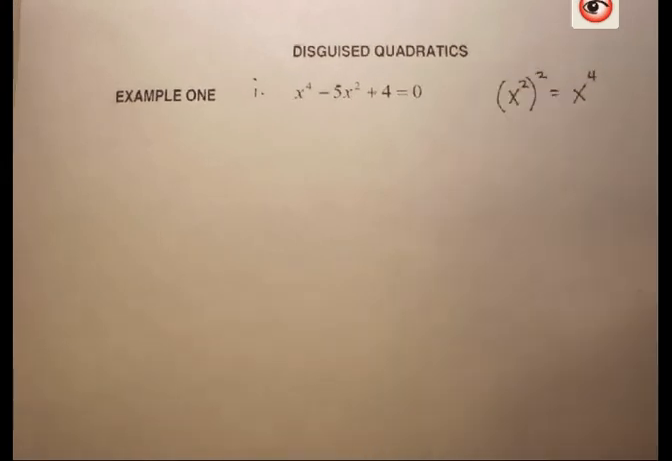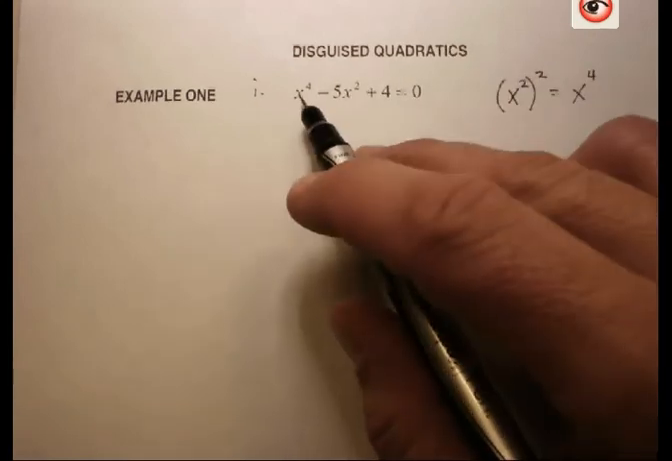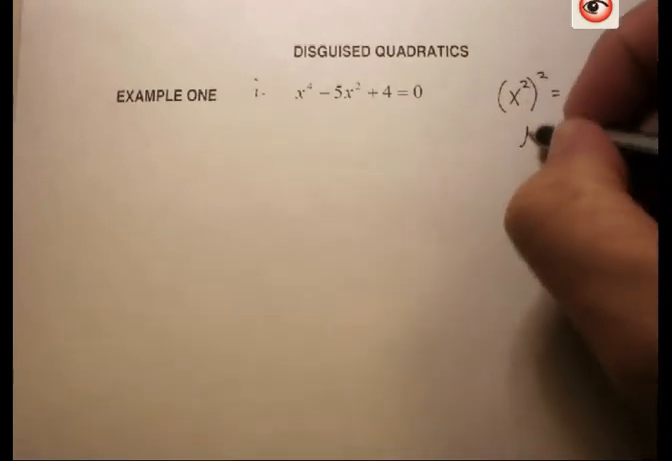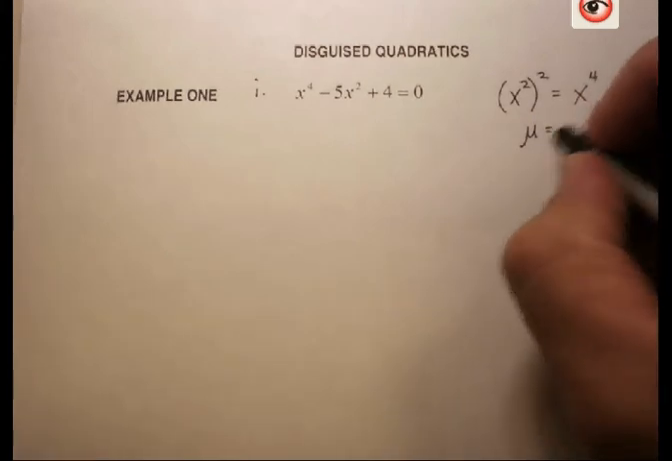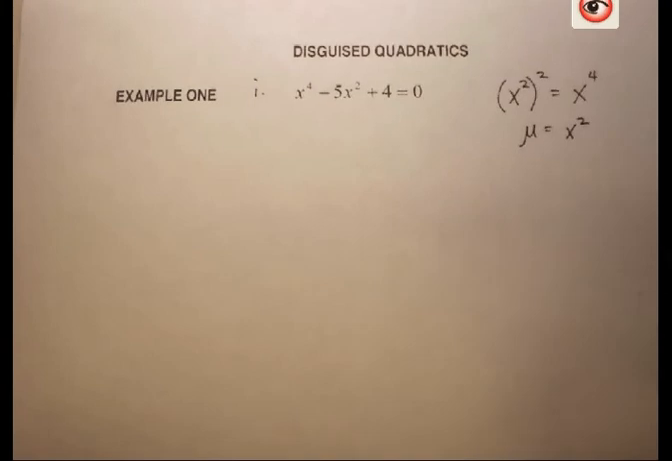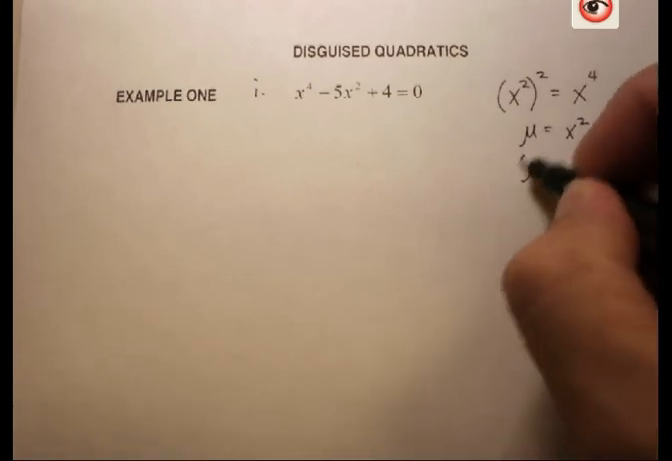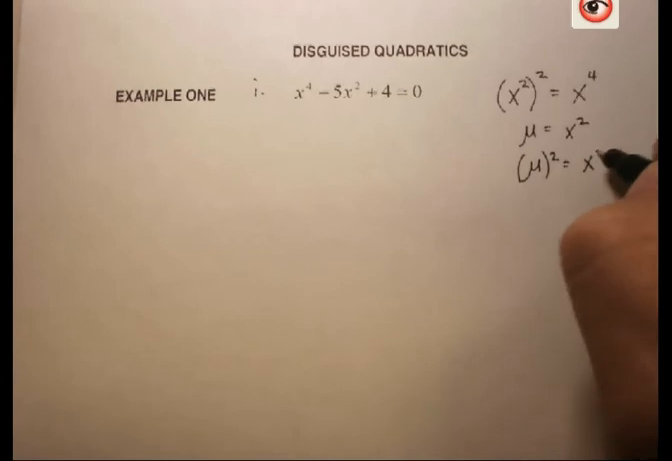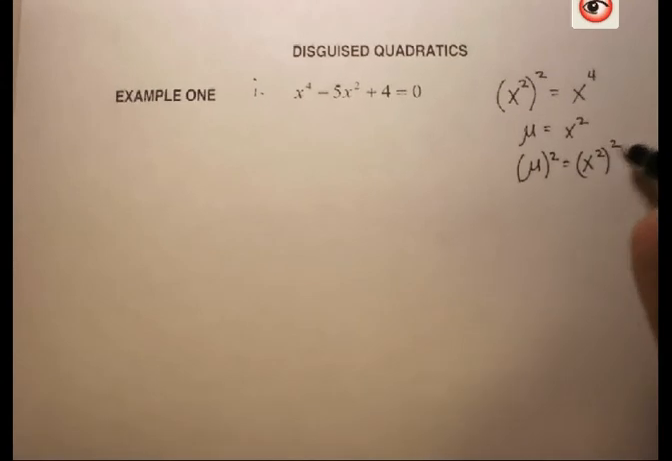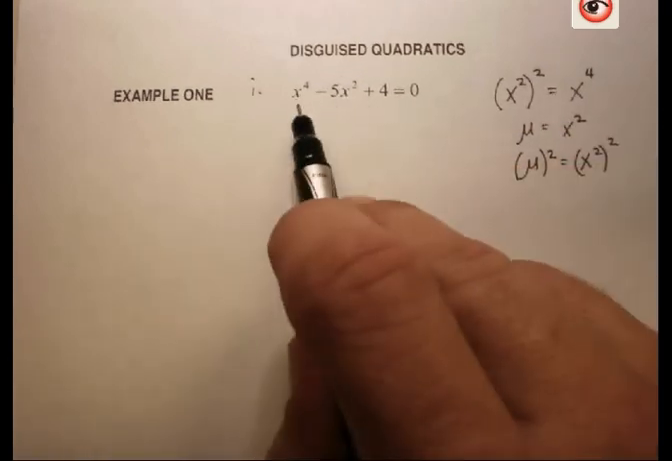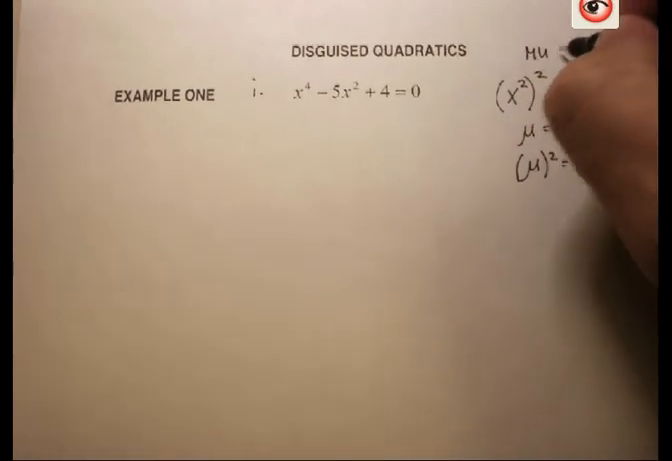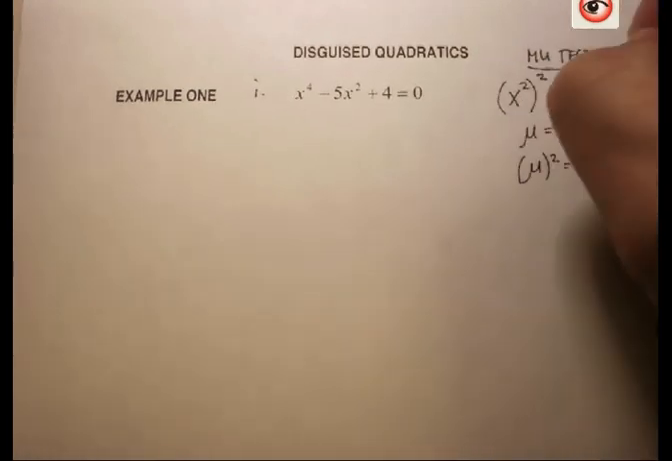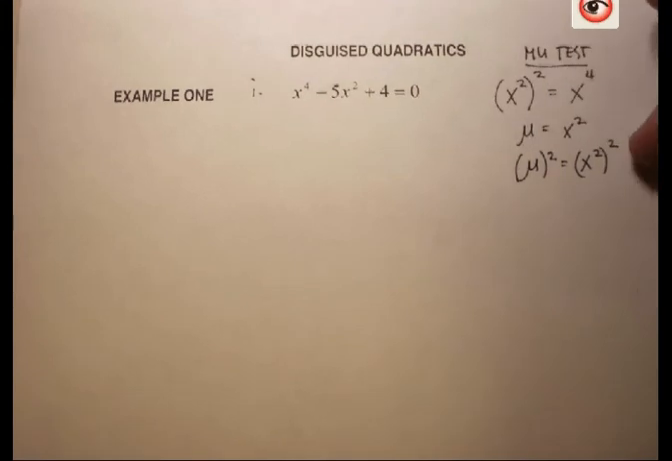Now what I usually do for this is use a Greek letter called mu. I like to say mu even though it's pronounced mu. I'll say mu is equal to x squared, and then I square the mu. If x squared, squared, which is just x to the fourth, equals mu squared, then I have a disguised quadratic. I call this my mu test.